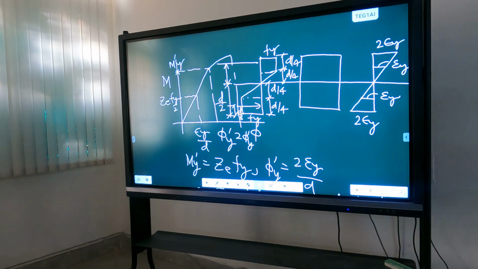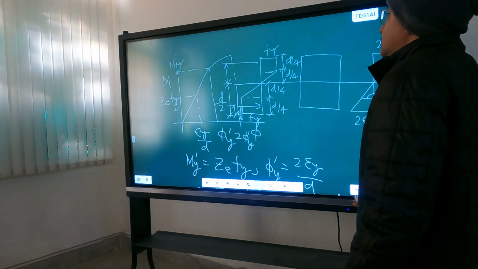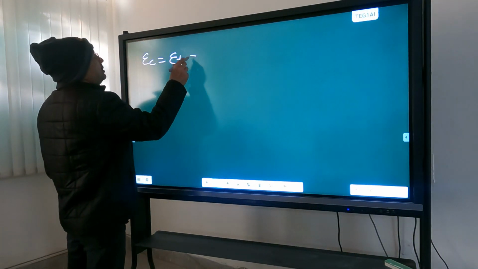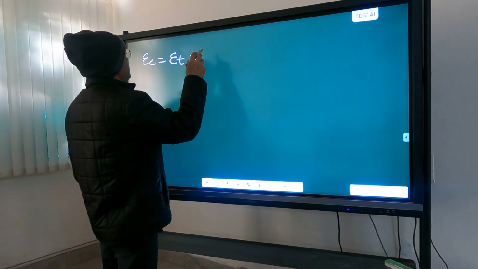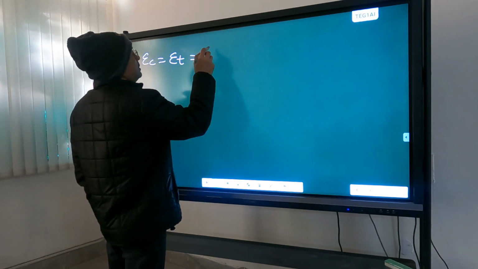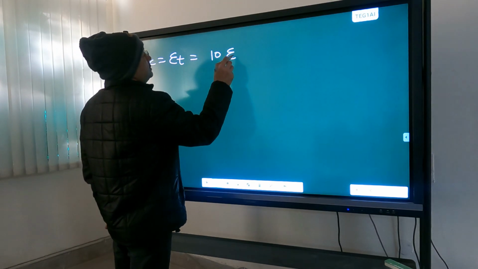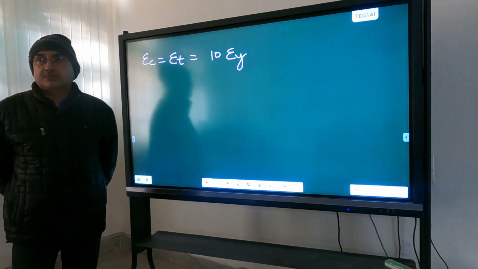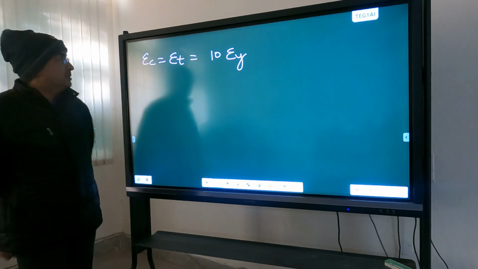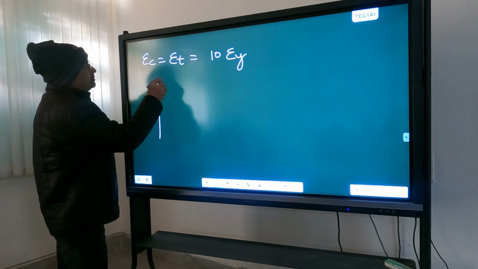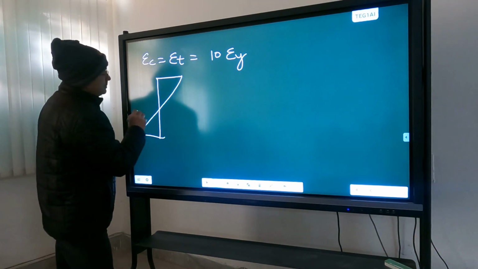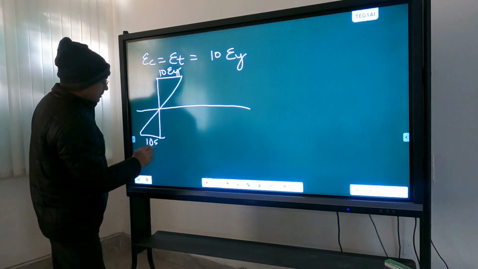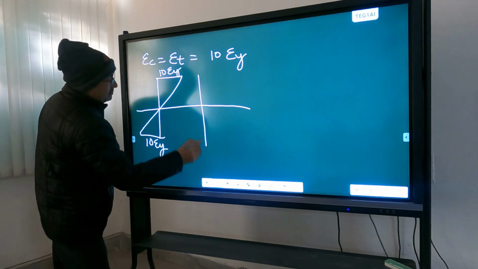So let's try one more case where we assume epsilon c is equal to epsilon t is equal to 10 times epsilon y. Okay, let's do that. So our strain diagram in this case, this is 10 times epsilon y, this is also 10 times epsilon y. What will be the stress diagram? Can you plot?